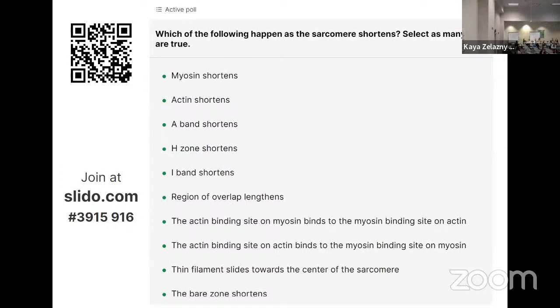Reviewing just real quick that sarcomere shortening, I want you to click through. As we're having our sarcomere shorten, we have some regions that are becoming smaller and some that are remaining unaffected. So this is just a little bit of sarcomere structure review.